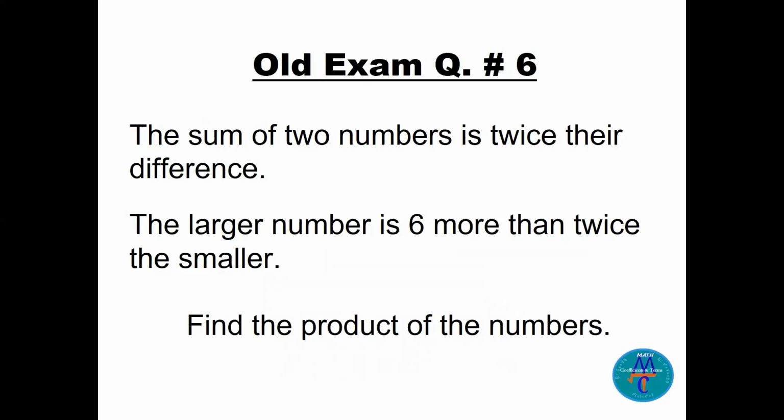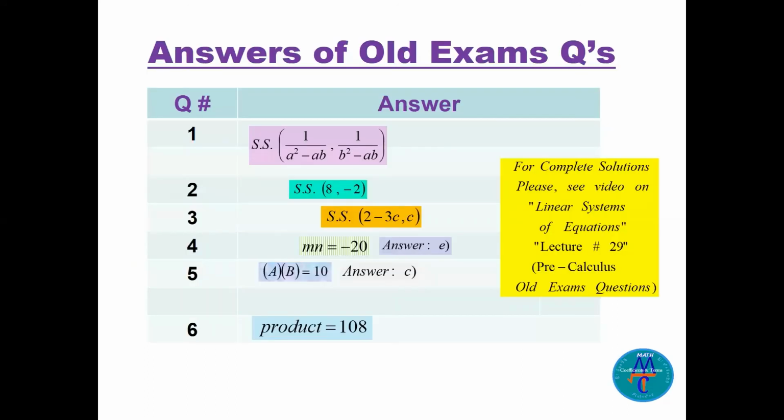Question number 6 is also an application. The sum of 2 numbers is twice their difference. The larger number is 6 more than twice the smaller. Find the product of the numbers. This is question number 6. Here you find the answers for these 6 questions. So for complete solution only for these 6 questions, you can find them in the video.